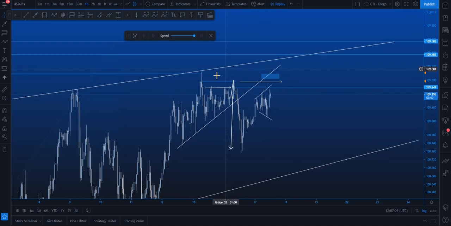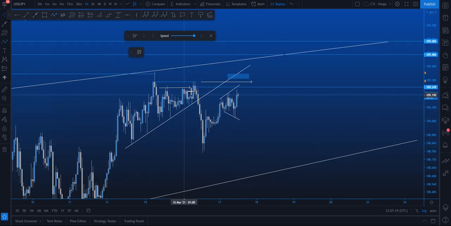So plan A was valid. It triggered. Plan B was also a break of the lows, which has now been completed. So we've got a break of the lows. As you can see to the left, it's taken out the lows. Now it's forming a complex correction. So now the price is pulling up, making new highs.